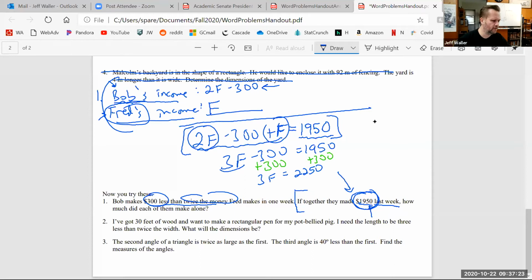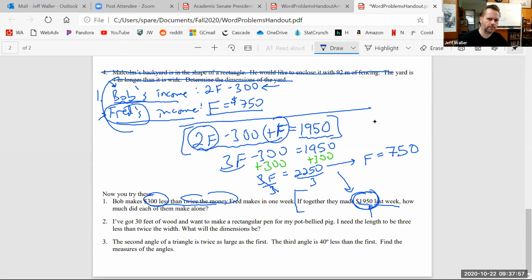Just to take a major step back in time, what's 2 plus 2 plus 5 plus 0? 9. So I know it's going to be divisible by 3, right? I know my answer is going to be a whole number. Because that's the next step, is divide by 3. So what do I get for F? 750. I like it. So what's that mean? Fred makes $750.